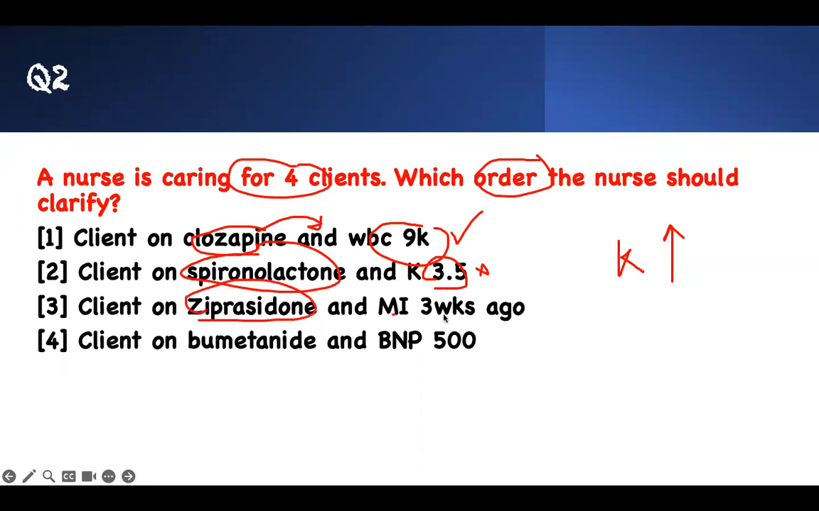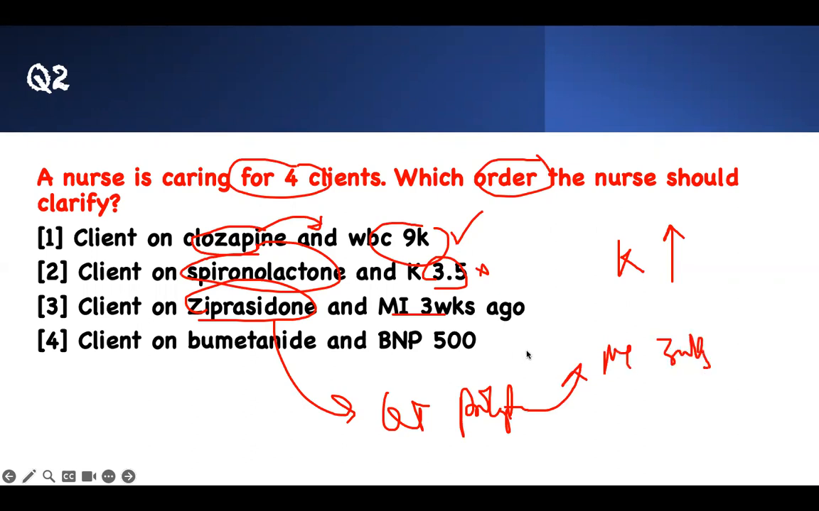Ziprasidone on MI 3 weeks ago. Ziprasidone causes QT prolongation. Somebody who had a heart attack 3 weeks ago is not ready. The heart can go into arrhythmia, so we should stop the ziprasidone. Bumetanide and BNP of 500. Think about it: BNP greater than 100 is CHF. If you have CHF, I give you a diuretic, so you should be fine. So this is the only one she should clarify.